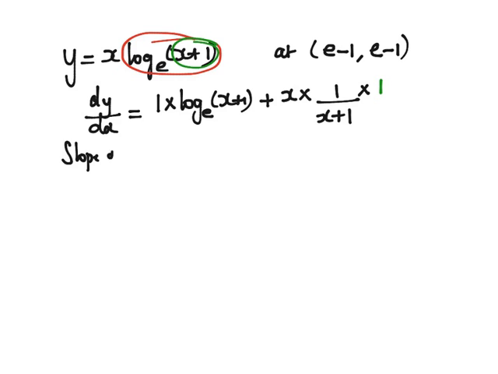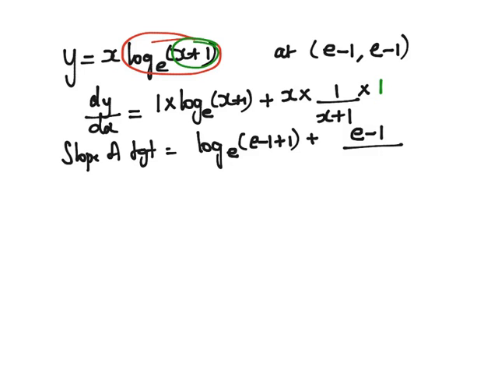Okay, now let me find the slope of the tangent. Slope of the tangent equals log, I'll replace x with e minus 1, so I get log of e minus 1 plus 1 to the base e plus x by x plus 1, so e minus 1 by e minus 1 plus 1. So I hope it is clear. You can see I have replaced x, wherever there is x, with e minus 1. There is x here and I replace that with e minus 1. Okay, what do you get then?